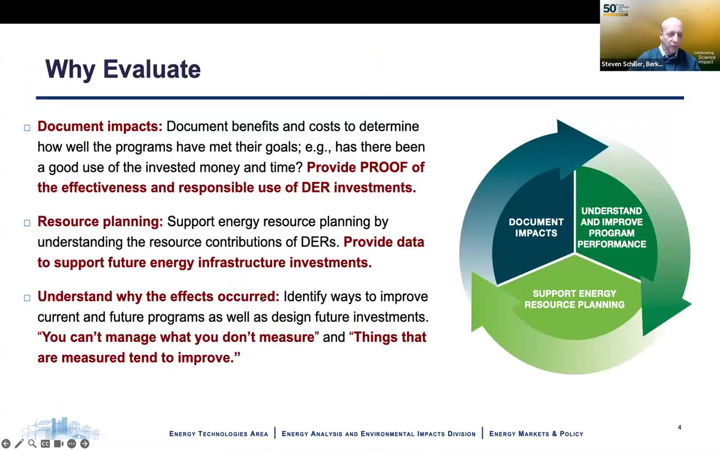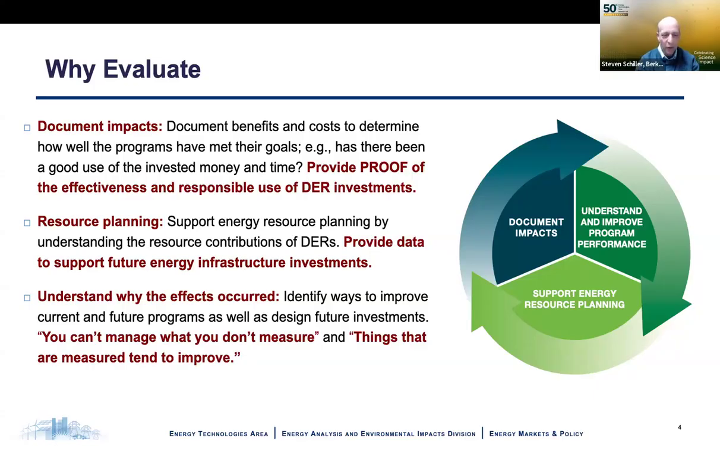So why evaluate then? It's to document impacts. It's basically providing proof of the effectiveness and the responsible use of DER investment dollars. It's useful for resource planning. It's providing the data to support future energy infrastructure investments. Understanding how, in this case, DERs are performing tells the system planners that this is a resource that can be counted on, it can be counted on for so much, or is a reasonable way to continue to make investments as one of your alternatives for energy infrastructure development. So it's for resource planning.